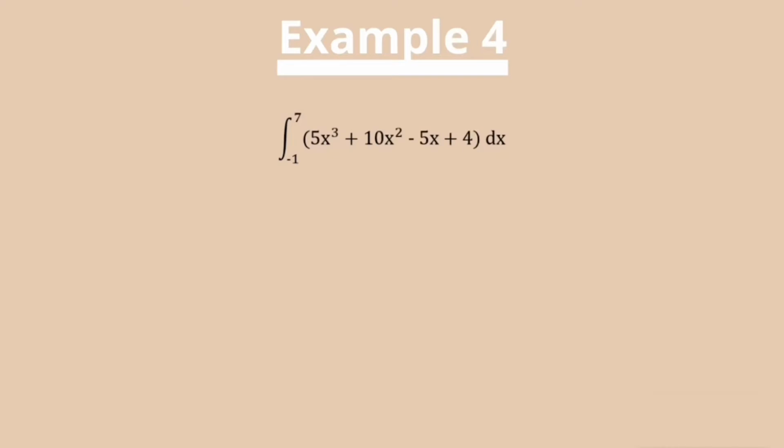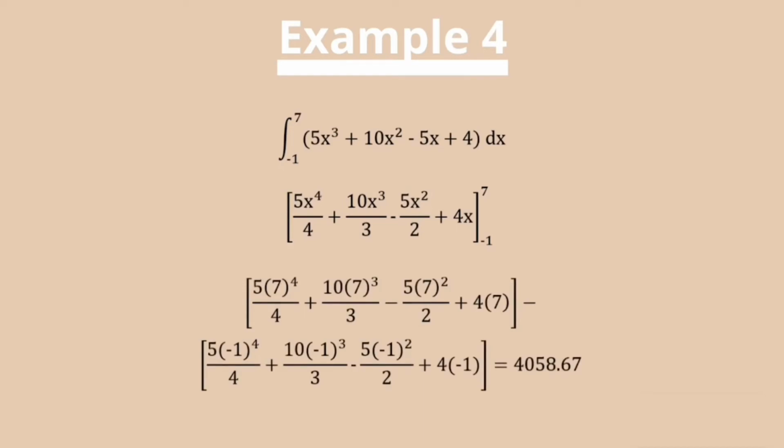To integrate this equation, we need to add 1 to every power and divide by the new power. For example, the first term is 5x cubed, so it becomes 5x to the power of 4 divided by 4. You do the same thing for the rest of the terms. Then sub 7 into the equation and subtract -1 subbed in. Put that all on the calculator. You should get 4058.67.